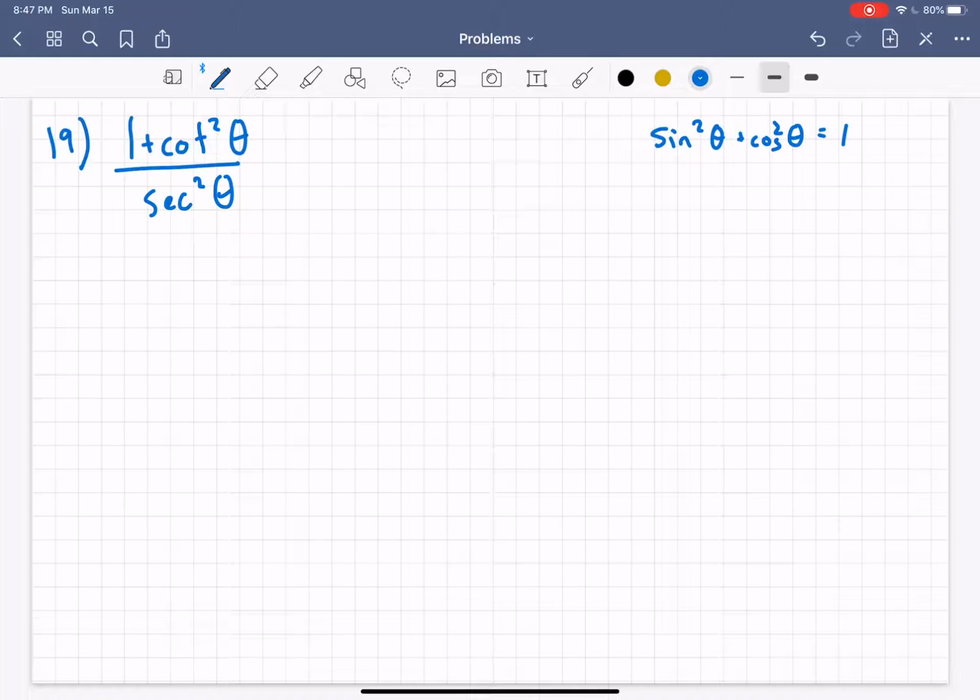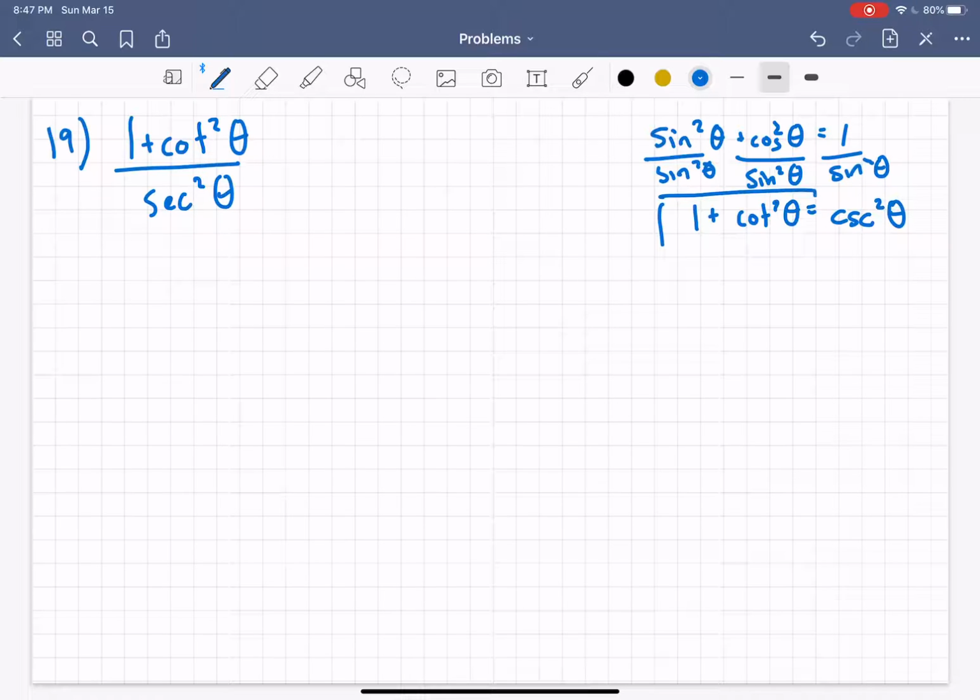We want to see if this 1 plus cotangent is anything. Cotangent is not sine over cosine, it's cosine over sine. So let's divide everything by sine squared to see what we get. So we get 1 plus cotangent squared theta. And then over here we have cosecant squared theta. So we did get what we wanted. So we can rewrite that as cosecant squared theta over secant squared theta.